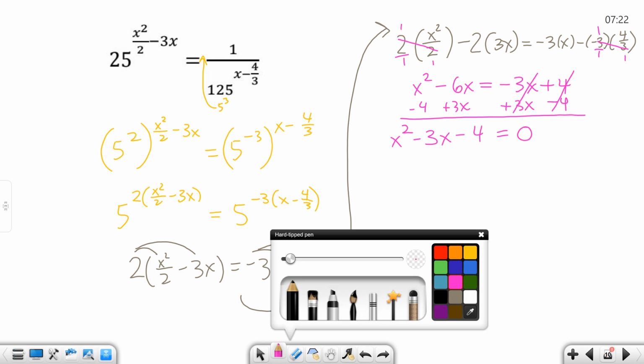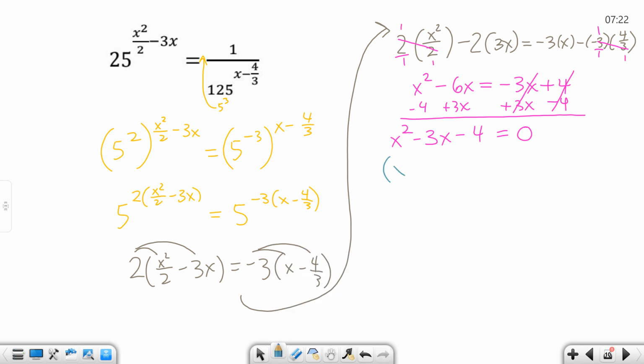Now how do I solve this? Well, try to factor it. x and x. If you have trouble factoring, go watch my list method video. That's what this would be. I have other factoring videos as well, but the list method is what this one is.